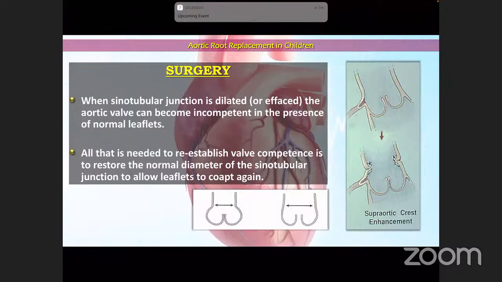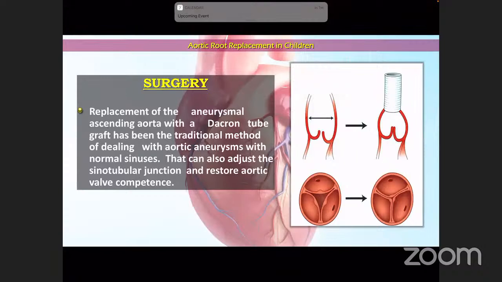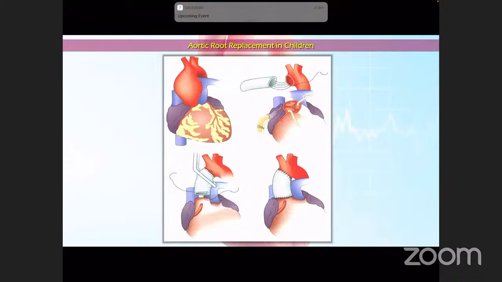However, this can be done also utilizing a graft replacement, where the size of the graft would correspond to the original size of the sinotubular junction. And as you can see here, when the sinotubular junction is effaced, the aortic valve leaflets are non-coapting. You excise the aneurysm and you put a graft in replacing the ascending aorta, restoring the sinotubular junction, and that can make the valve competent again. The other way, of course, is having to replace the whole aortic root, and then deal with the aortic valve, and we'll mention that in a minute.